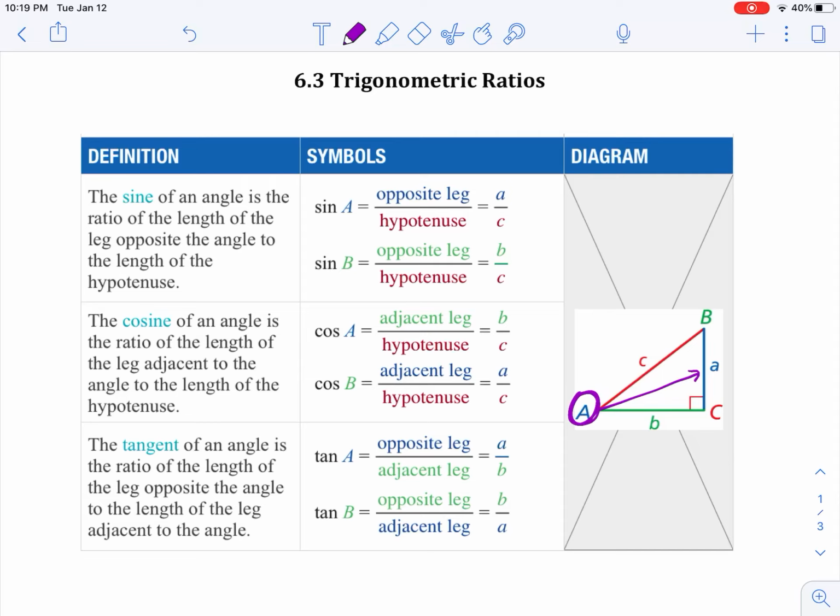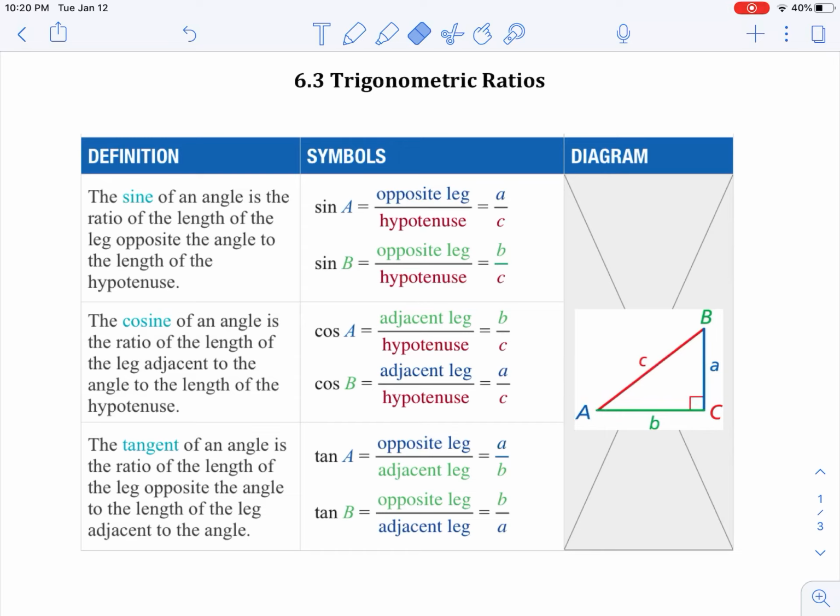And we already know what the hypotenuse is. It's the one that's across from the 90-degree angle. And so the third side that we haven't talked about would be side B. That would be adjacent. So if we're focused here on angle A, the side opposite angle A is the blue side. The side adjacent to angle A is the green side. And the hypotenuse is the red side because it's across from the 90-degree angle.